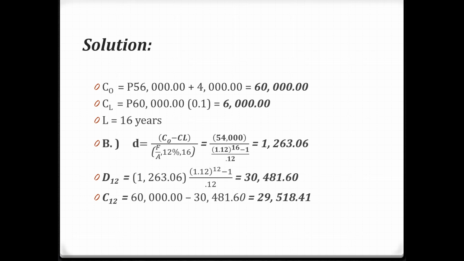So that yung na-compute mo na depreciation, just multiply that by that factor, finding F given A, 12%, and then 12. Okay? So, we'll be having 30,481.6 pesos for the accumulated depreciation at the 12th year. So, bawas mo lang yan sa original cost. Yun na yung book value sa 12th year. Okay? So, that's it for this problem.